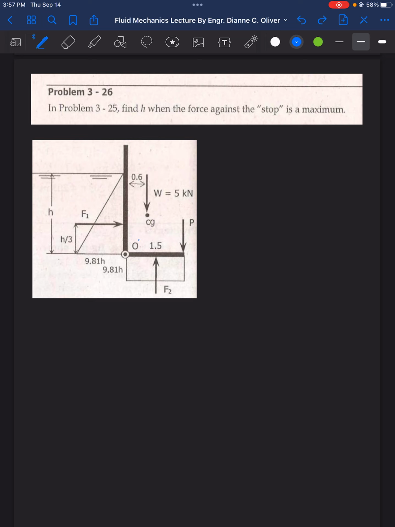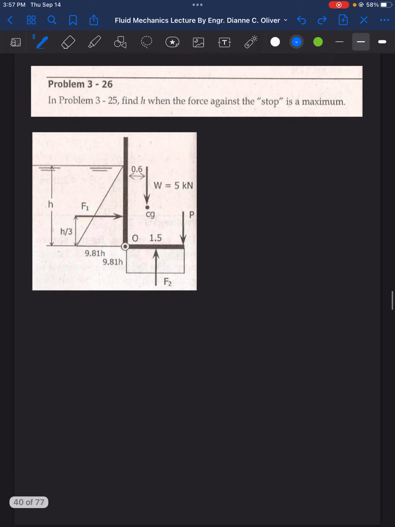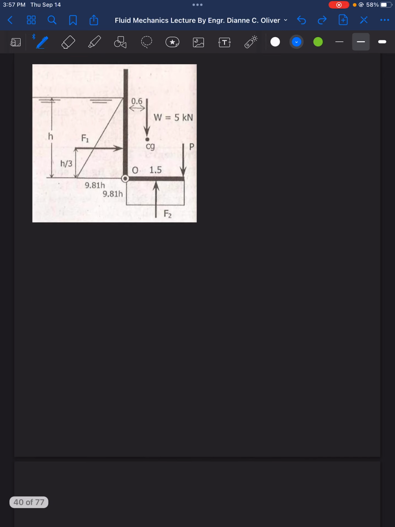We have to compute the summation of moment at the hinge at O, at point O. Okay? So let's have a summation of moment here. Again, summation of moment at O is equal to 0, positive clockwise. We did that a while ago, so let's just repeat that. That is 4.905 h squared times h over 3 for the F1. If you recall, F1 is 4.905 h squared.